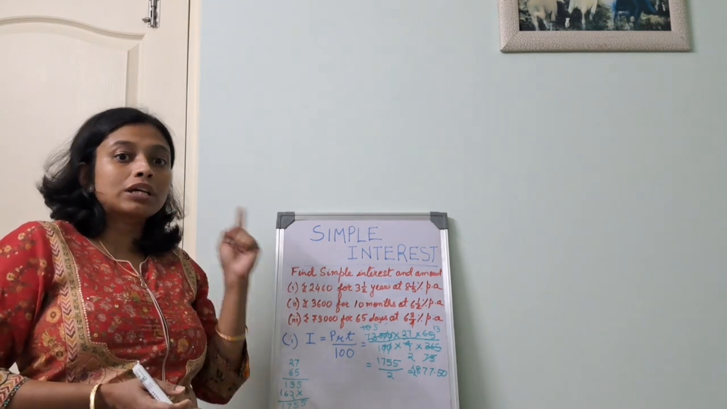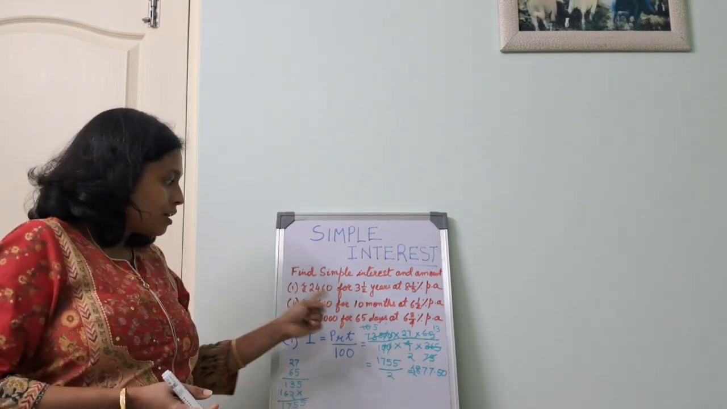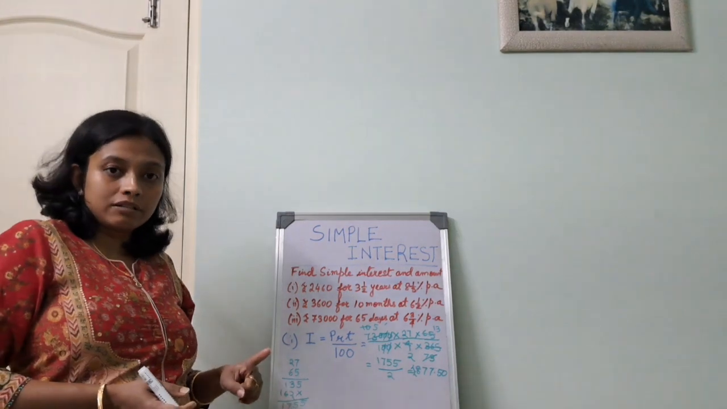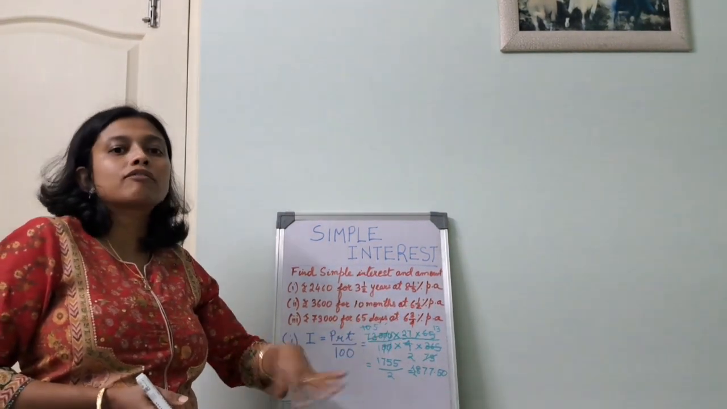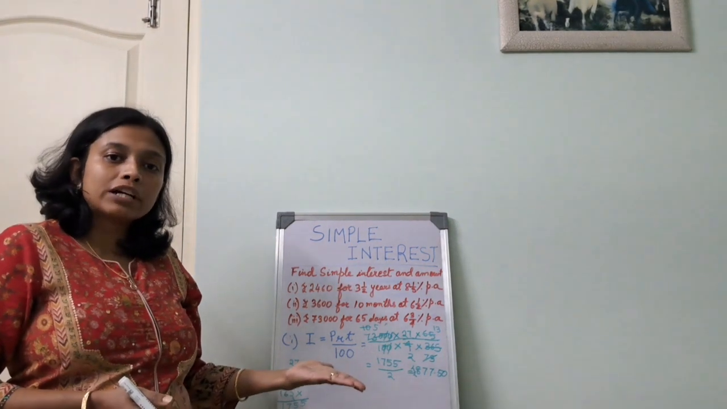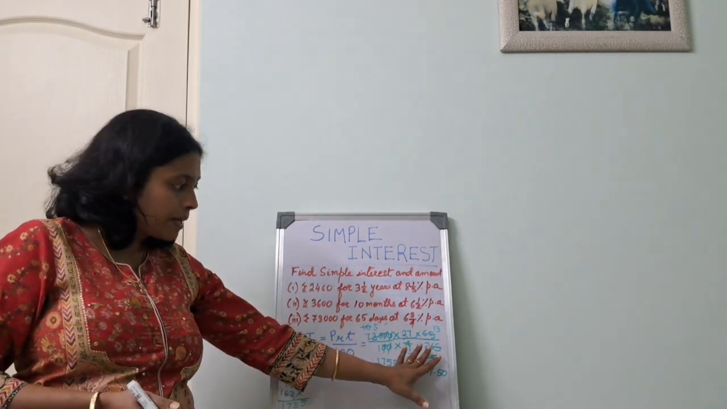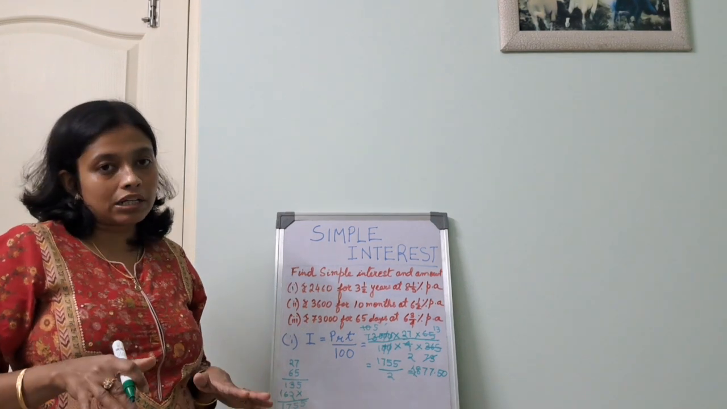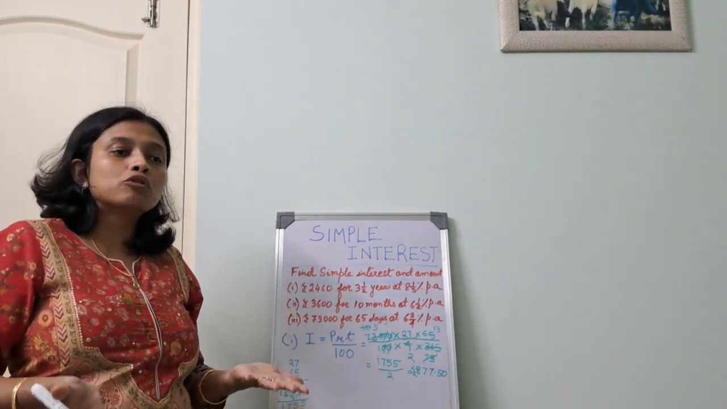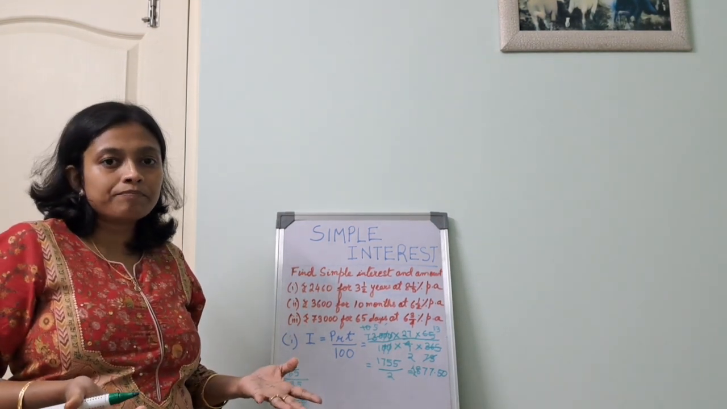Just that you have to keep in mind that the time should always be in years. And if there is a mixed fraction, you have to convert it into an improper fraction. Arrange them in this way, and then simplification you have to practice and practice. So next we move on to a word problem.